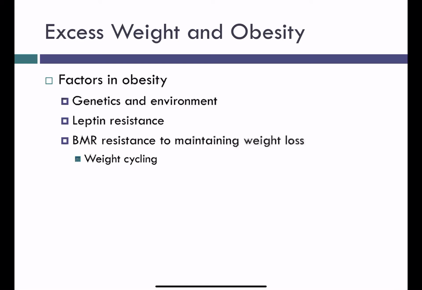Okay, so we define obesity as a BMI of above 30, and there's a number of factors that we know contribute to it. So genetics: people who have a family history of obesity are 2 to 3 times more likely, but genes lead to a susceptibility. They don't necessarily cause obesity.